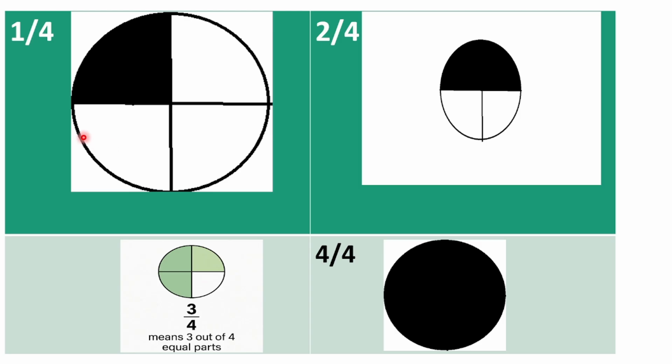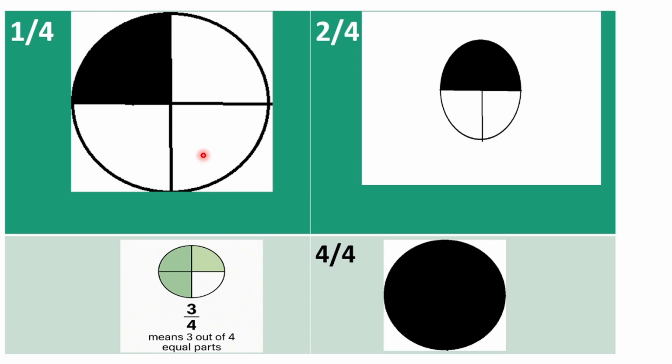Similarly, 1 divided by 4 or 1/4 is equal to this. Look at the circle. The black part of the circle is equal to 1 divided by 4. Here, the black part is equal to 2 divided by 4 because 2 parts out of 4 are colored black. And here it is equal to 3 divided by 4 because 3 parts are colored, and this is 4 divided by 4 because all the 4 parts are colored.